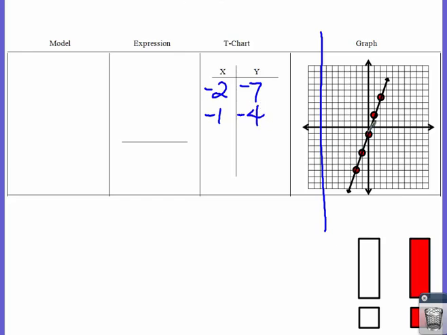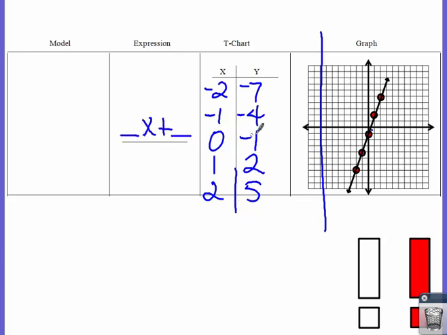The next one will be at 0, -1, and then at 1, 2, and then at 2, 5. So however many points I have graphed, that's how many that I want to find on my t-chart. Okay, so now we have our t-chart. We got that from the graph. I now can write my expression.